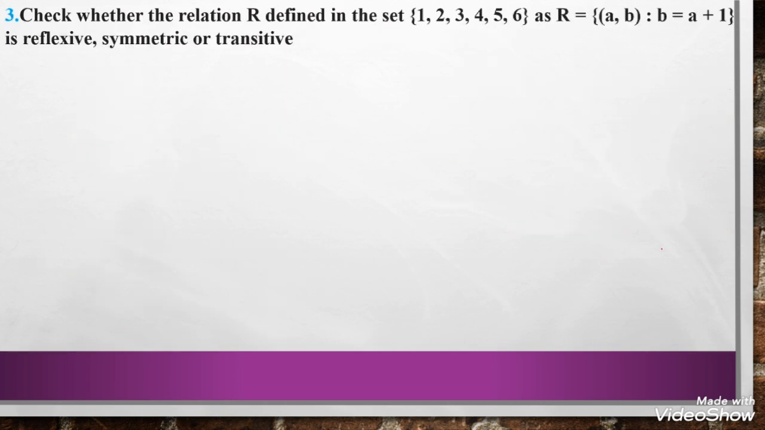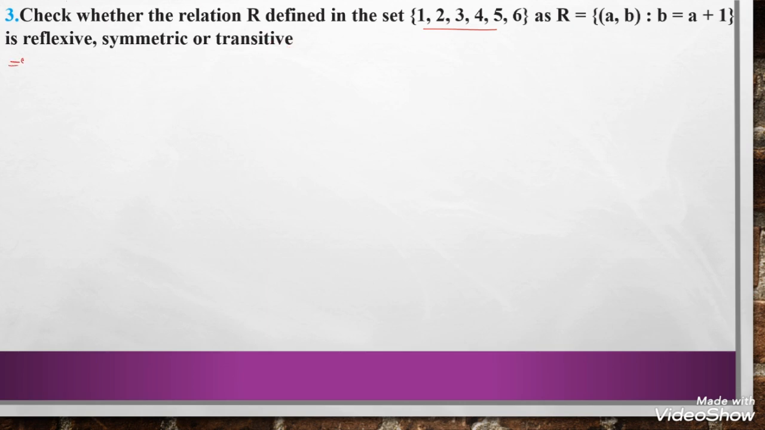Question number 3. Check whether the relation R defined in the set containing the elements 1, 2, 3, 4, 5, 6, where the relation R satisfies the condition B is equal to A plus 1, is reflexive, symmetric or transitive. Okay, we have to check the condition here.